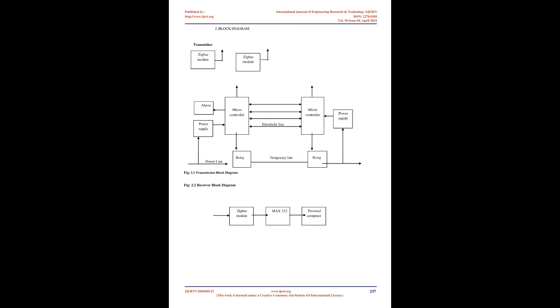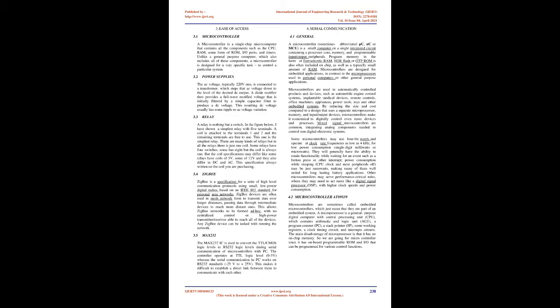3.5 MAX232. The MAX232 IC is used to convert the TTL/CMOS logic levels to RS-232 logic levels during serial communication of microcontrollers with PC. The controller operates at TTL logic level, 0-5V, whereas the serial communication in PC works on RS-232 standards, -25V to +25V. This makes it difficult to establish a direct link between them to communicate with each other for serial communication. 4.1 General.